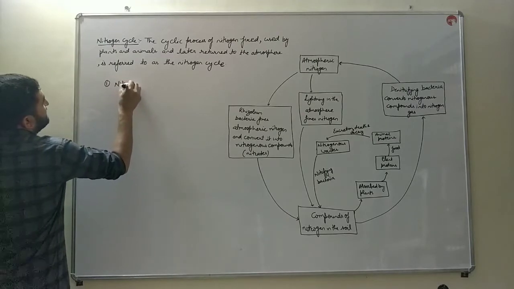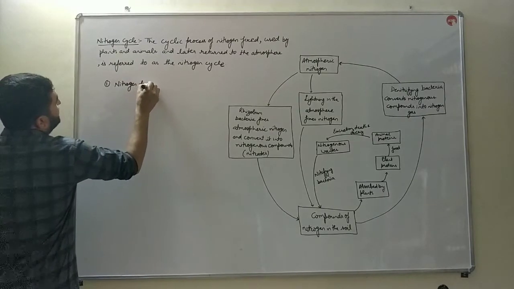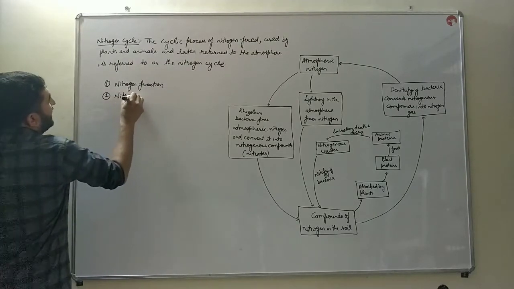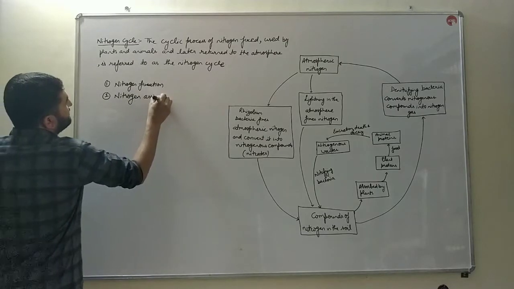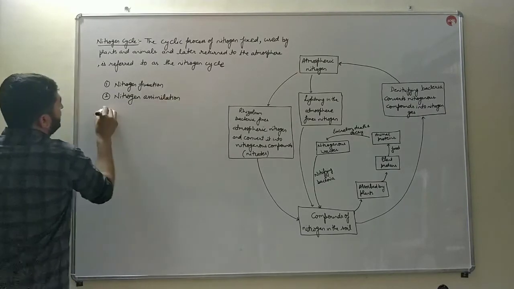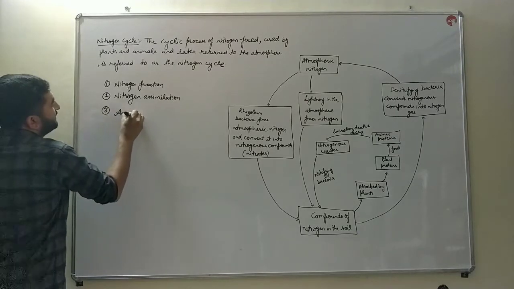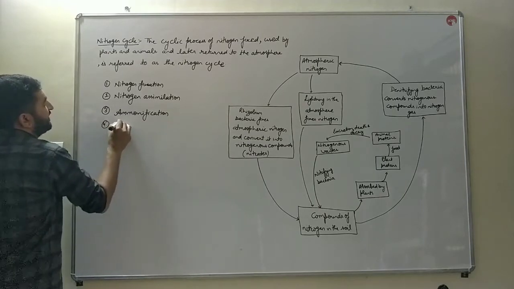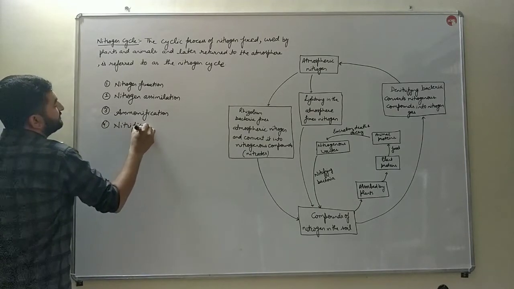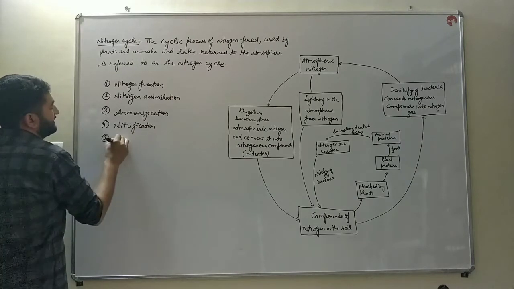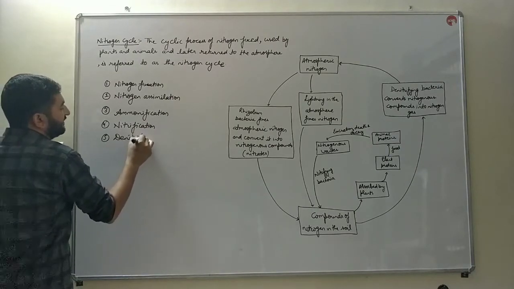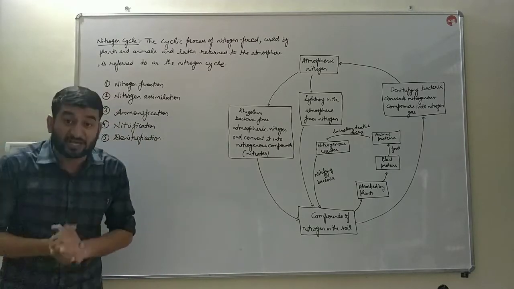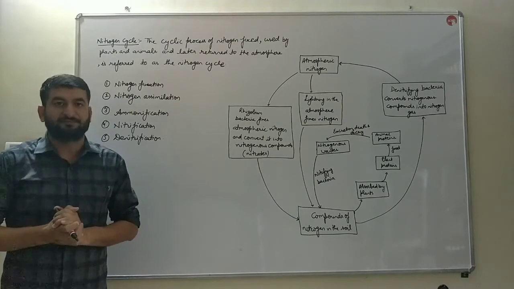The first one is nitrogen fixation. Second one is nitrogen assimilation. Third one is ammonification. Next one is nitrification. And the last step is denitrification. So these are the basic 5 steps which are involved in nitrogen cycle.